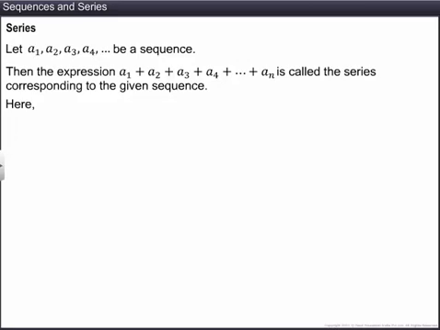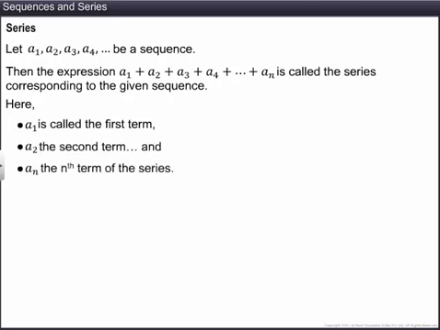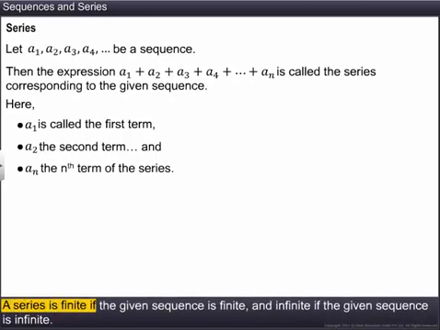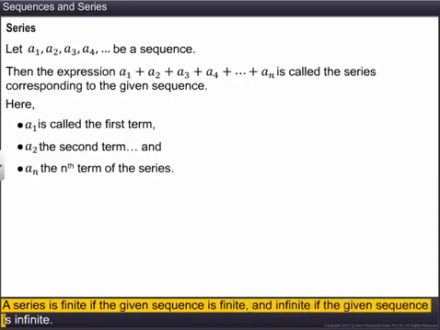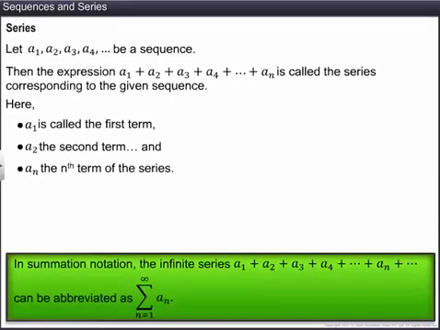Here, A1 is called the first term, A2 the second term, and An is called the nth term of the series. A series is finite if the given sequence is finite, and infinite if the given sequence is infinite. In summation notation, the infinite series A1 plus A2 plus A3 plus A4 and so on up to infinity can be abbreviated as sigma An, where n is from 1 to infinity.